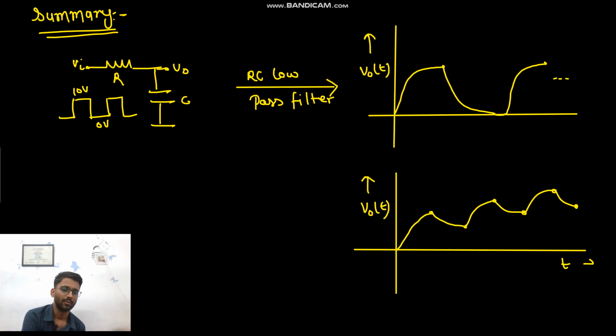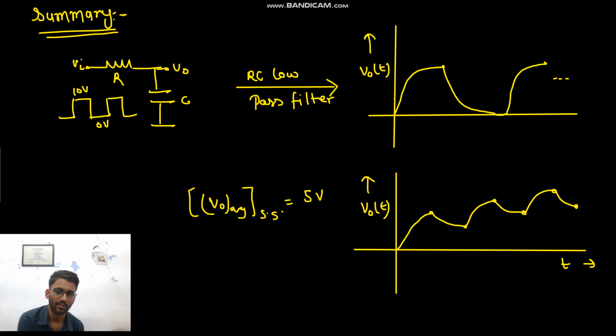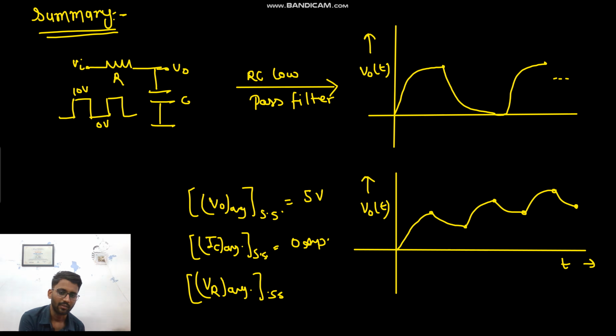So what was your V naught average at steady state? It was the same as the input average, that means 5 volt. What was your IC average at steady state? It was 0 ampere. What was your VR average at steady state? It was 0 volt. And what was your IR average at steady state? It was 0 ampere.